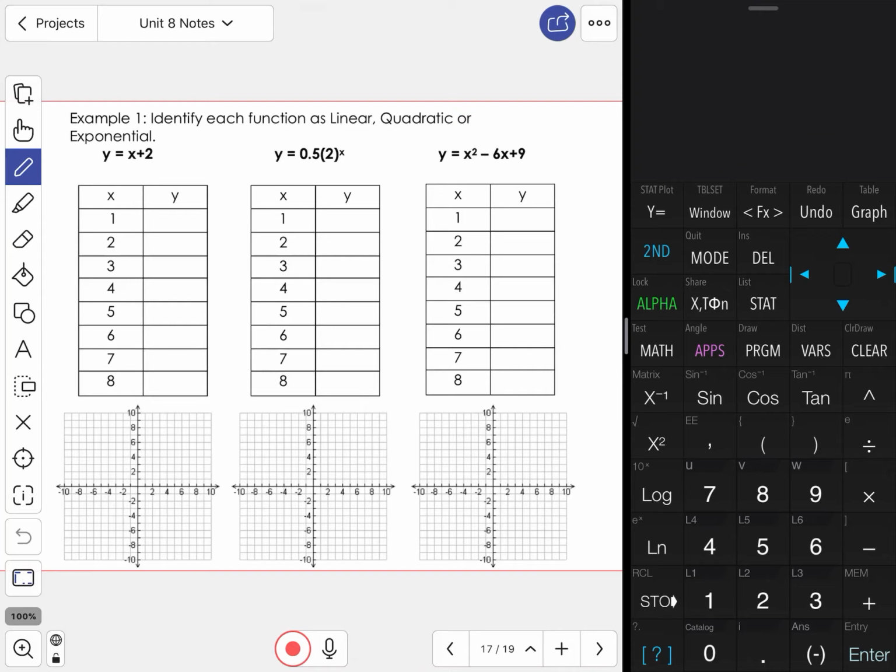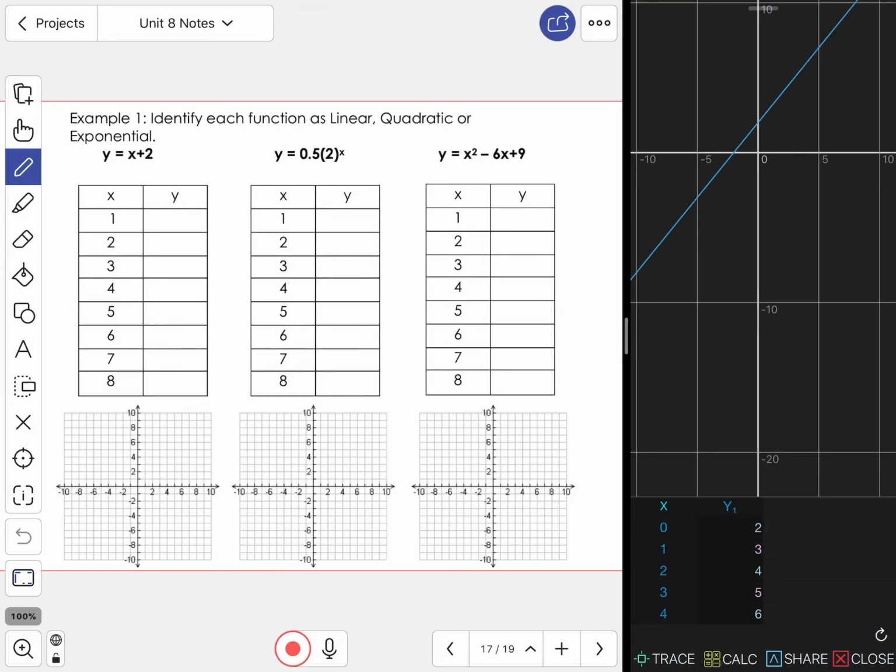So now we know that we can graph all of these different types of equations in our calculator. If I go to my y equals in my calculator and clear out anything that was already in there, I want to type in x plus 2. Now, if I graph this, I can see that it's a straight line, which means that I have a linear function. So for this one, I have a linear.